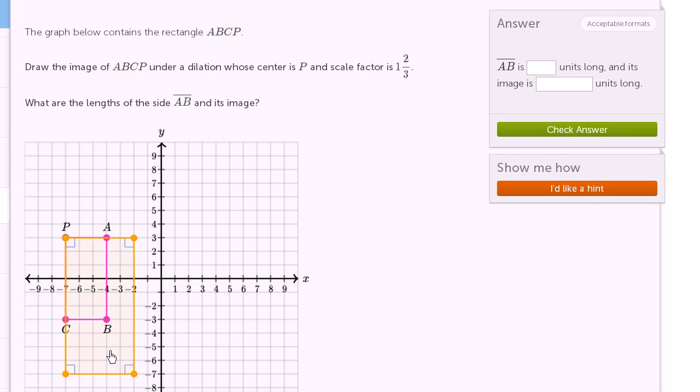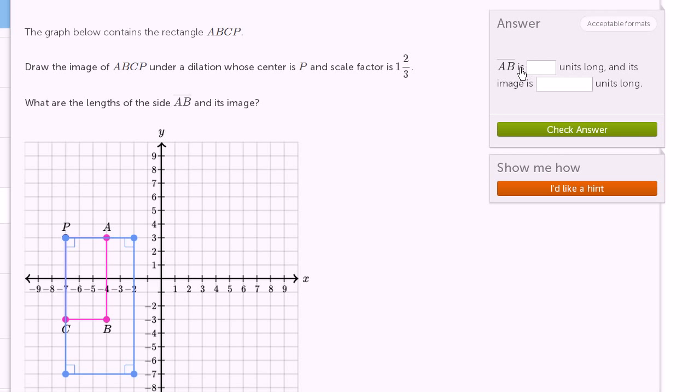And notice, point B is now 1 2/3 times as far in the horizontal direction. It was 3 away in the horizontal direction. Now it is 5 away from P's x coordinate. And in the vertical direction, in the y direction, it was 6 below P's y coordinate. Now it is 1 2/3 times as far. It is 10 below P's y coordinate.